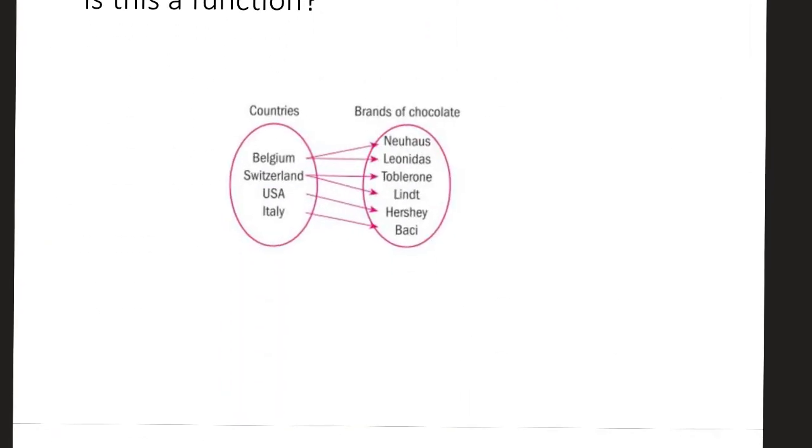This is what a mapping looks like. These over here would be considered the x values, and these would be the y values. Keep in mind the definition of a function is that each element of the domain, that means the x's, can only be paired with one of the y values. Here Belgium is paired with two different brands of chocolates, the same way that Switzerland is paired with two. This one is not a function.